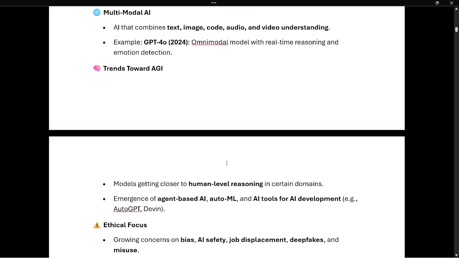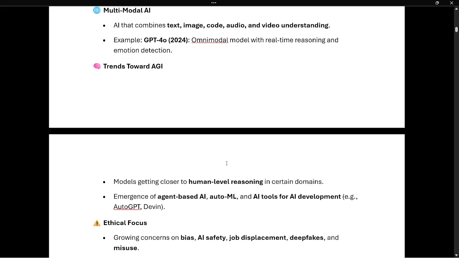These are trends toward AGI, with models getting closer to human-level reasoning in certain domains. Now we have different models with reasoning similar to humans, and they want to improve it further. We also have the emergence of agent-based AI, AutoML, and AI tools for AI development, like AutoGPT and Devin. When Devin comes into the picture, it generates Jira tickets, solves the problem, and tests everything. These are the trends of AI in current days.